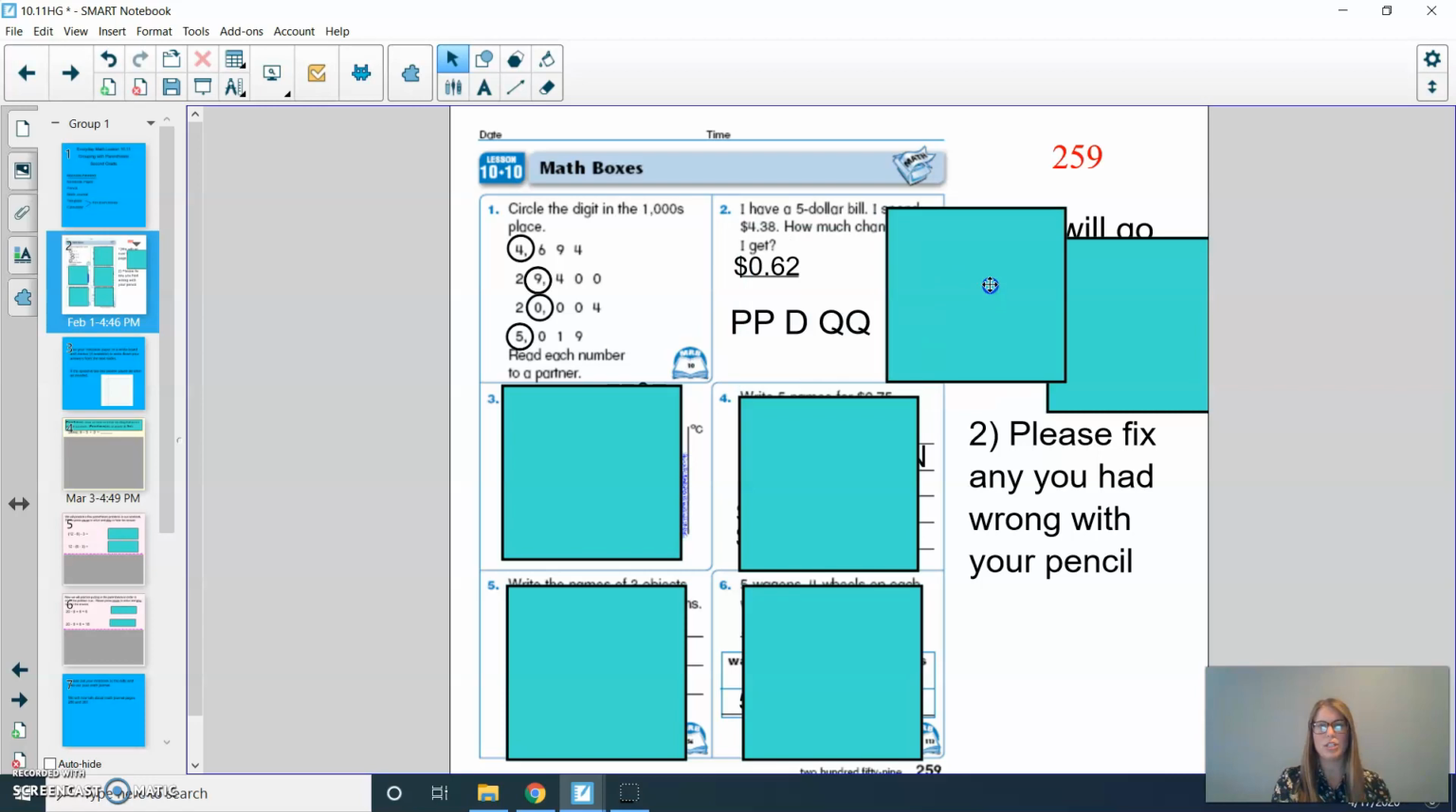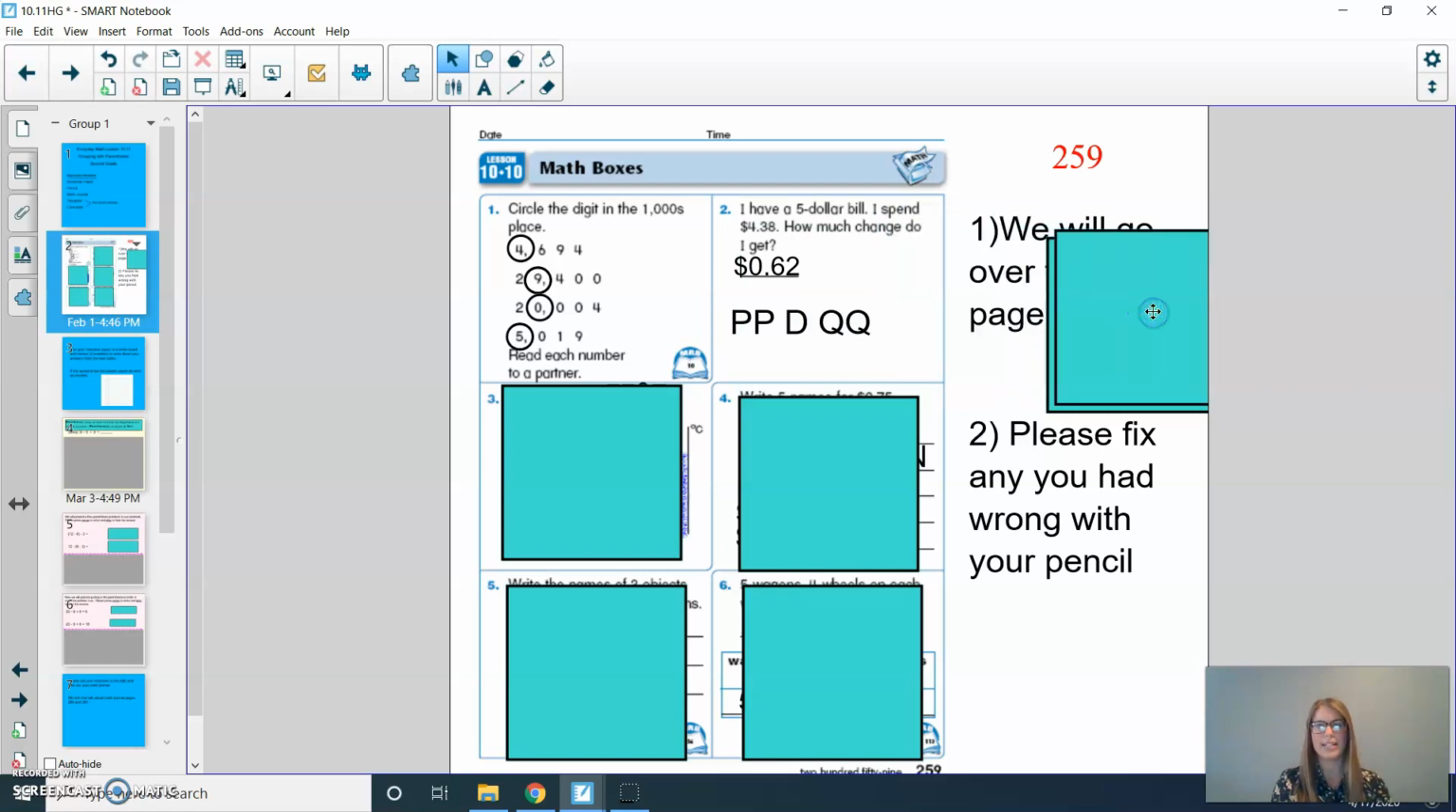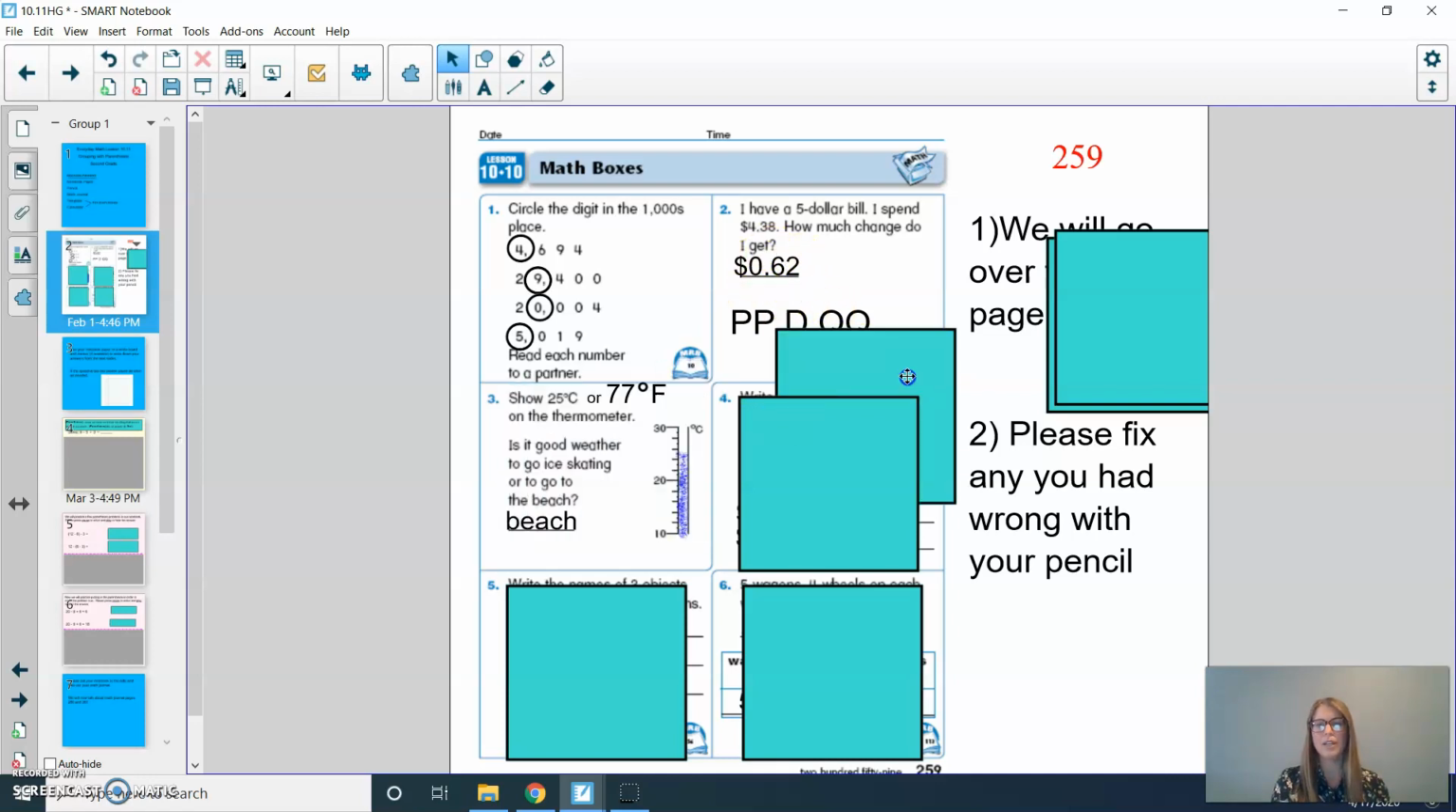For question number 2, if I have a $5 bill and I spend $4.38, how much change do I get? So if I'm starting at $4.38, if I add 2 pennies, I'm at $4.40. A dime gets me to $4.50. From $4.50, I know if I add 2 more quarters, I would get up to $5, giving me a total change of 62 cents.